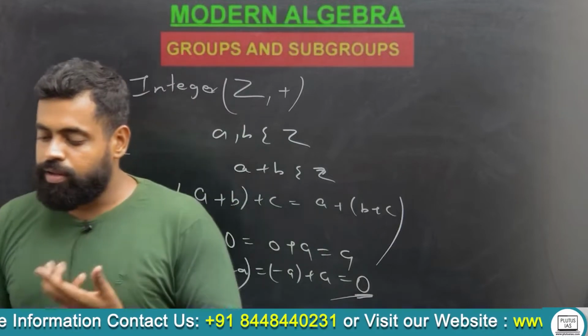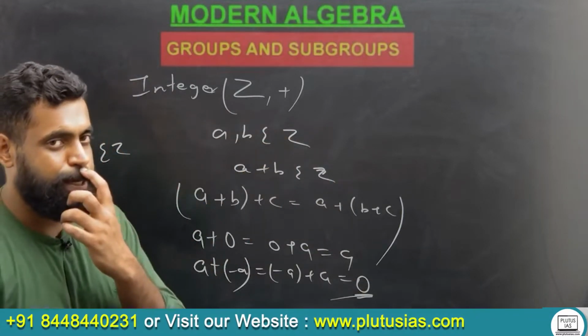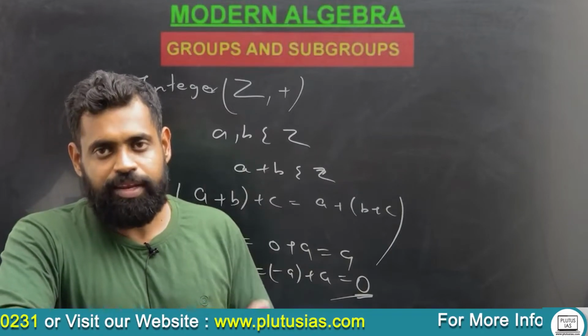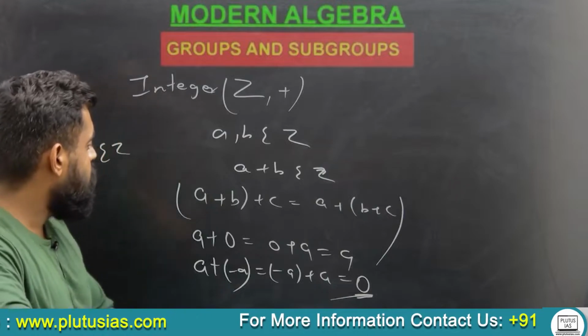I didn't find it necessary to prove this in this case, since it is a very simple case of integers. It is a non-empty set. There is an element in Z. There are infinitely many elements in the group of integers. So it forms a group.